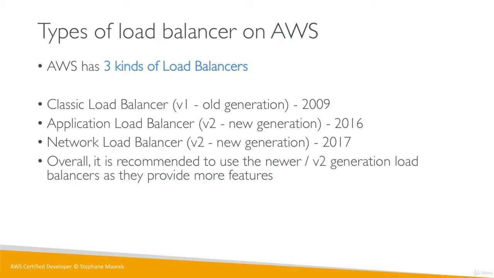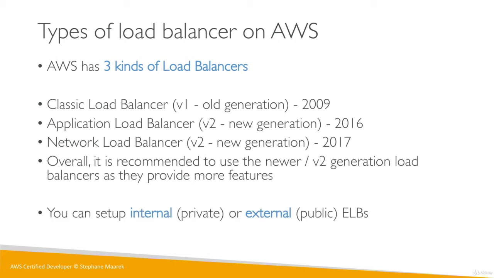And overall, it is now recommended by Amazon to use the newer V2 load balancer as they provide more features. So we'll see how the features relate to one another. But basically, the application load balancer and the network load balancer is what is going to be asked mainly at the exam, although it's still important for you to know how a classic load balancer works. Overall, we can set up, thanks to your load balancer, an internal load balancer or an external load balancer, depending on whether or not you want your application to be exposed externally or internally.